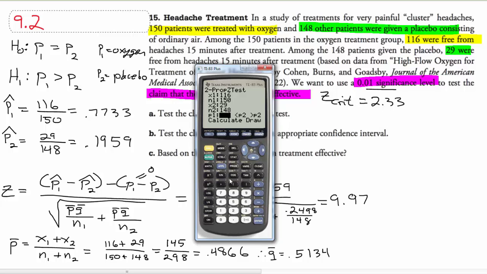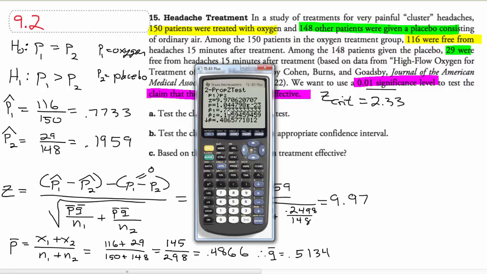The way we have it set up here, P1 is the oxygen, and we're thinking that should be better. So that's going to be P1 is greater than P2. Calculate. Here's the same z-score we got.